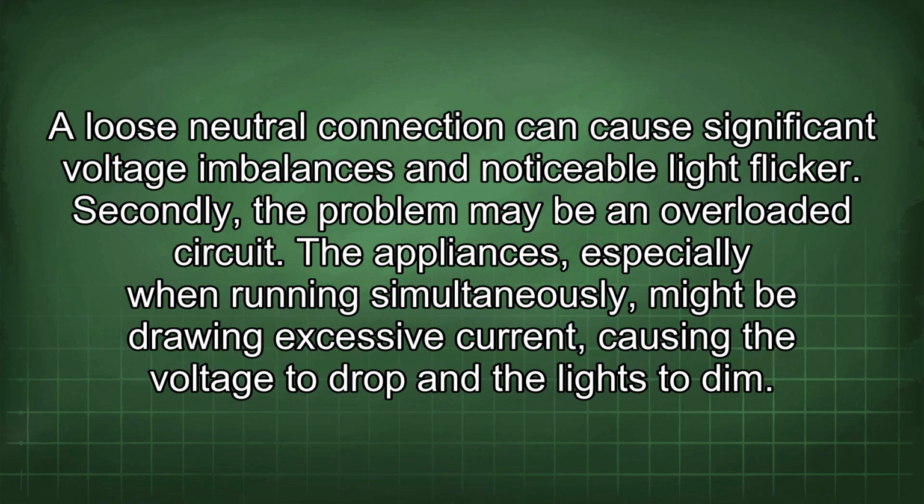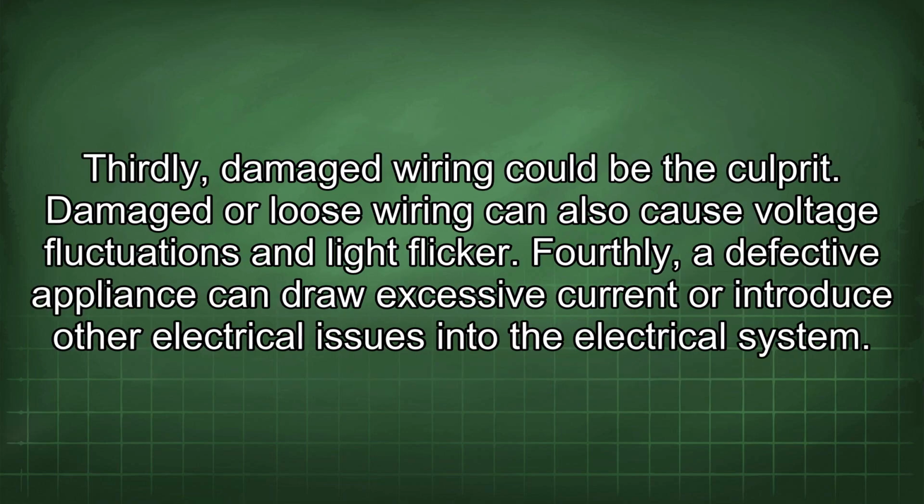Secondly, the problem may be an overloaded circuit. The appliances, especially when running simultaneously, might be drawing excessive current, causing the voltage to drop and the lights to dim. Thirdly, damaged wiring could be the culprit. Damaged or loose wiring can also cause voltage fluctuations and light flicker.